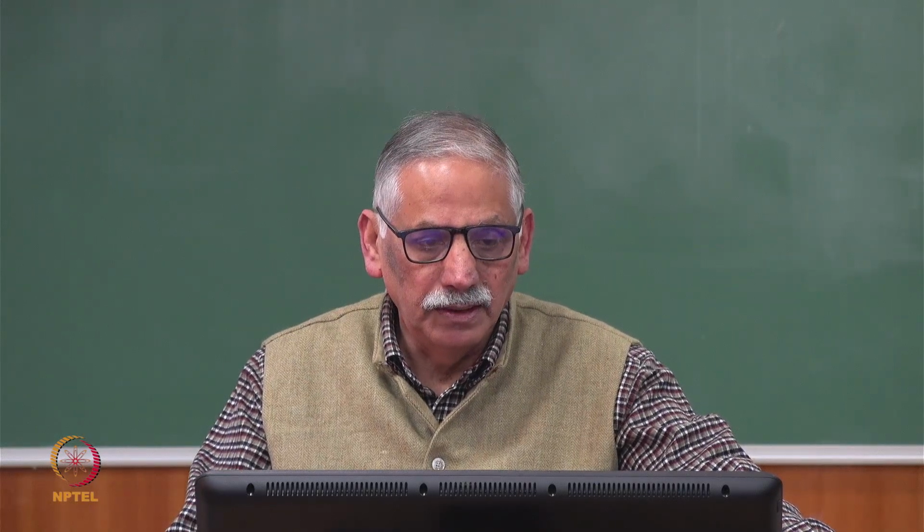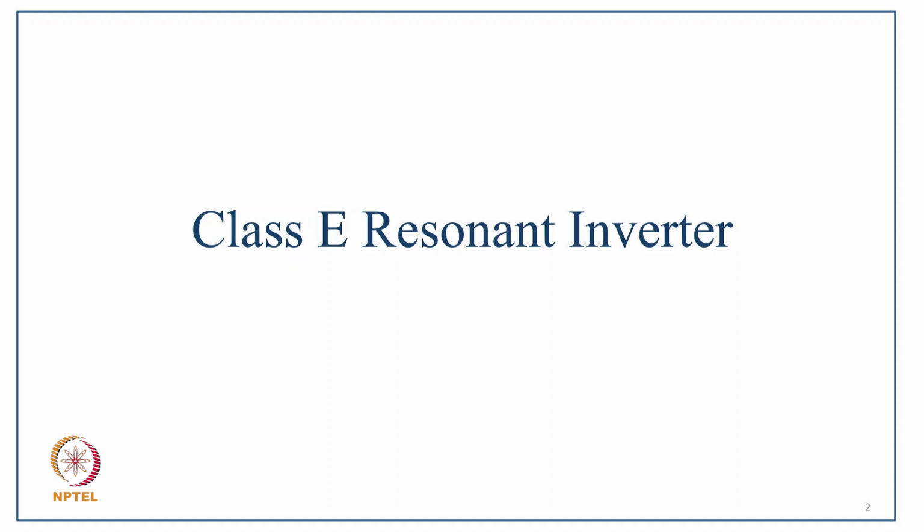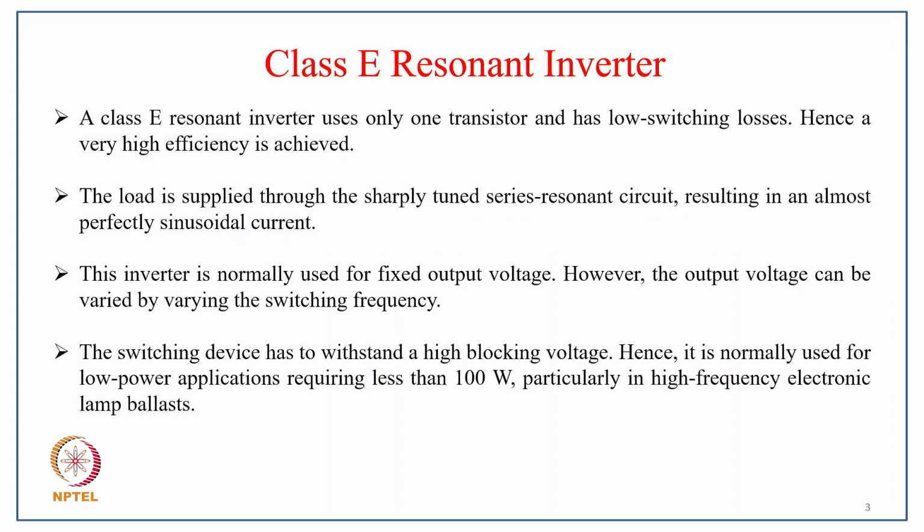So we'll have a topic today: class E resonant converter and zero voltage switching converters. In this category, we have a class E resonant inverter. A class E resonant inverter uses only one transistor and has low switching losses, and hence very high efficiency is achieved.